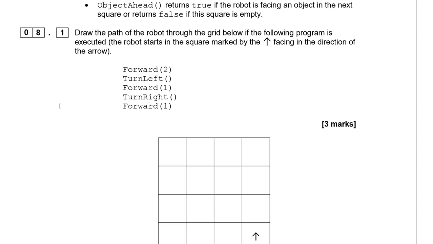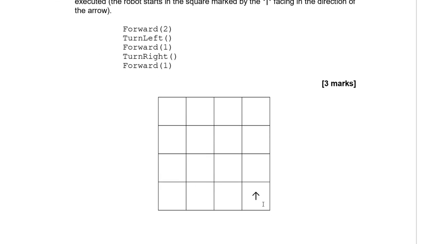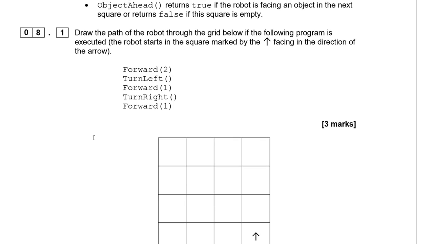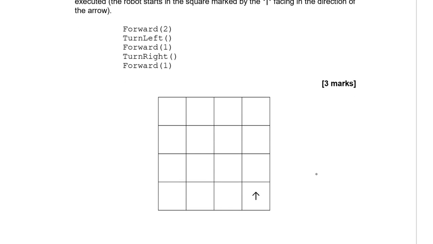So we've got to draw a path of a robot through the grid below, starting in this square with that direction, using these 4 commands. First of all, we're starting here. We're going to go forward 2 squares, so 1, 2. Let's do that again, so we're there, and now we need to turn left. Turning left is 90 degrees left, so we're going that way. A potential mistake is to think turn left is turn left and go forward a square, but we're not doing that.